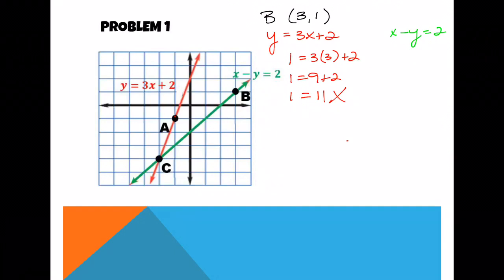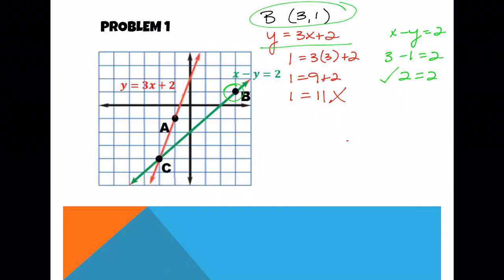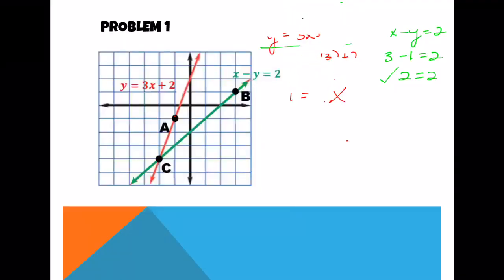All right, let's try again for the green line, or the equation x minus y equals 2. Again, we're substituting in 3 for x and 1 for y. So that's 3 minus 1 equals 2, or 2 equals 2. So that one checks out. So the point B is in fact a solution, as we can see right here on the line. It is a solution to x minus y equals 2, and it is not a solution to y equals 3x plus 2.